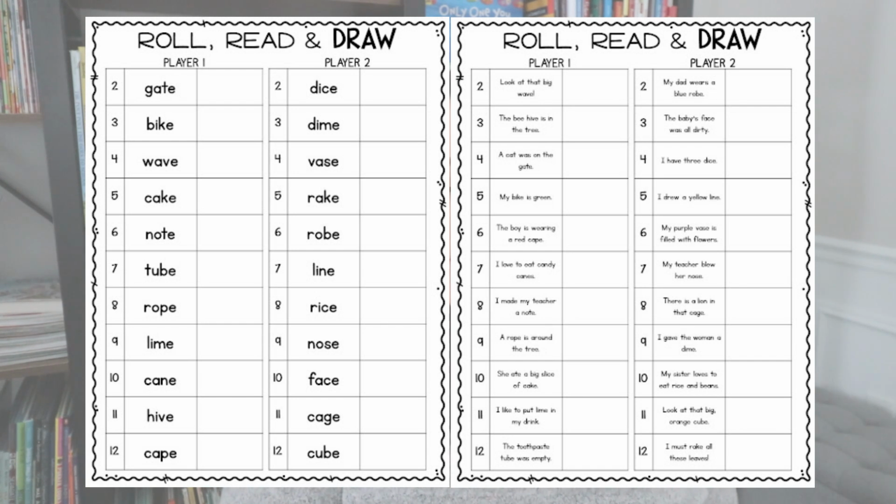But then I also have this sentence one too. So over here, player 1, if they rolled a 4, it would say a cat was on the gate. And in that little box, they have to draw a cat on a gate. I have some other fun games in that pack, but those are 3 of my favorites because they practice slightly different things.